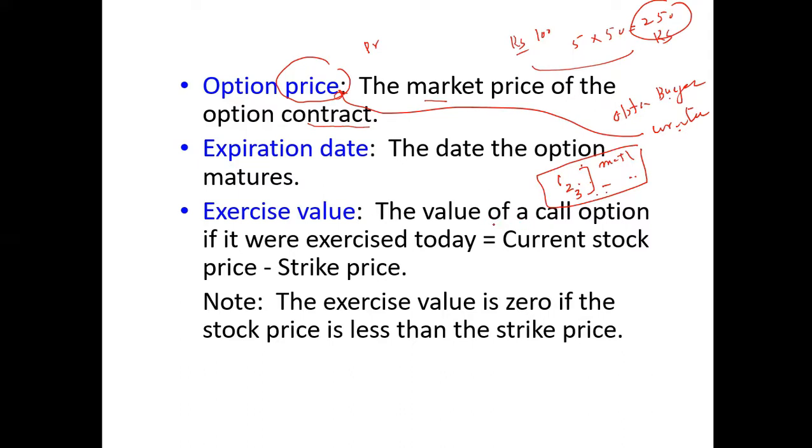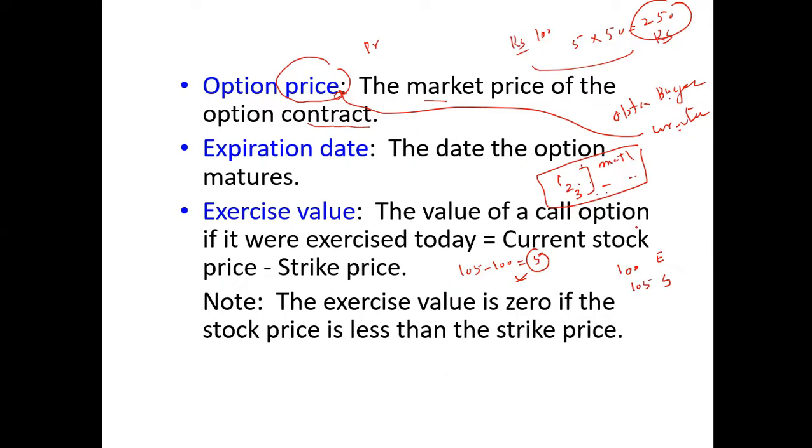The exercise value of an option is the current stock price minus the exercise price. For example, if you have bought an option with an exercise price of 100 rupees and the stock price is 105, the difference is 105 minus 100, so 5 rupees is the exercise value. If you exercise now, you will get 5.